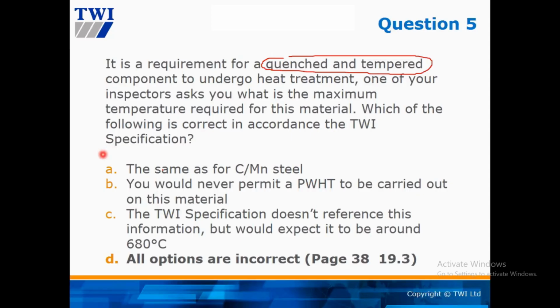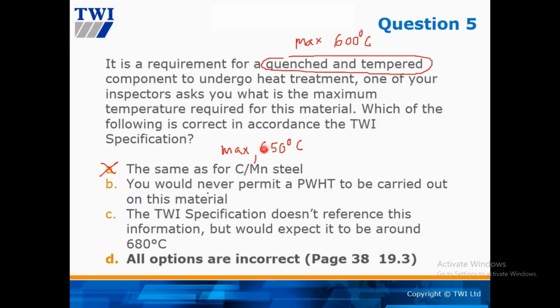All right. We know that the quench and temper maximum temperature is 600 degrees C. Carbon manganese is 650 degrees C maximum. So A is not the answer because it's not really the same in terms of maximum temperature.